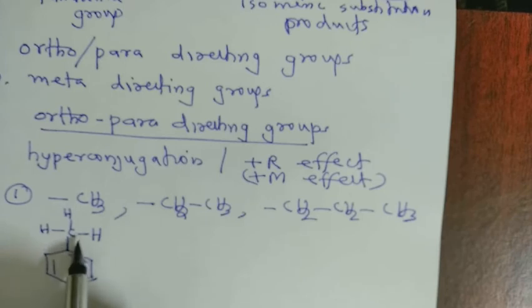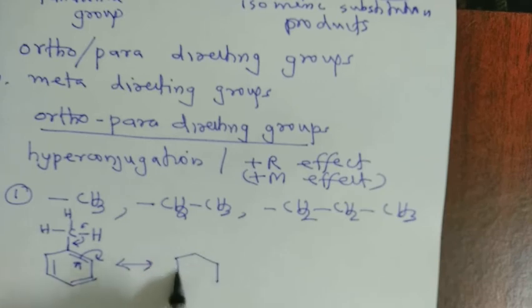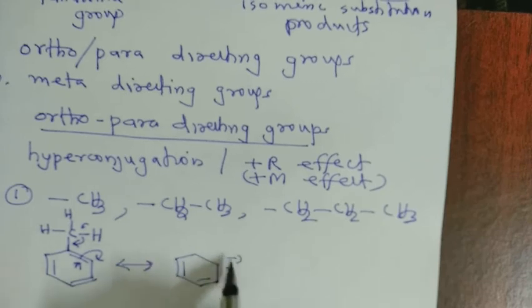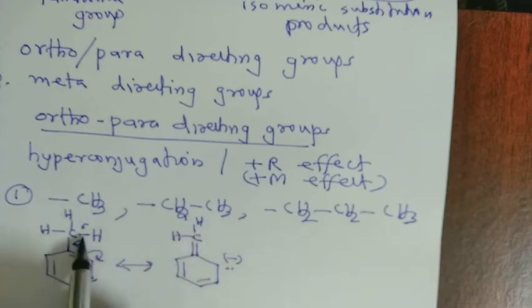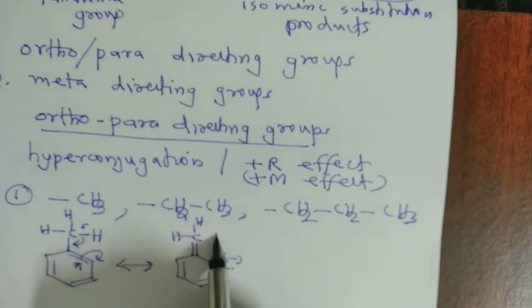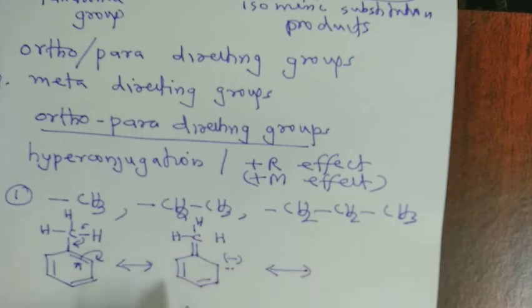Hyperconjugation is a special type of resonance involving sigma electrons of a carbon-hydrogen bond and adjacent pi electrons. In this resonating structure, the lone pair electron is localized on the ortho carbon atom. As the sigma electrons are shifted to here, this hydrogen atom remains without any bond. So this type of resonance is also called no bond resonance: hyperconjugation or no bond resonance.